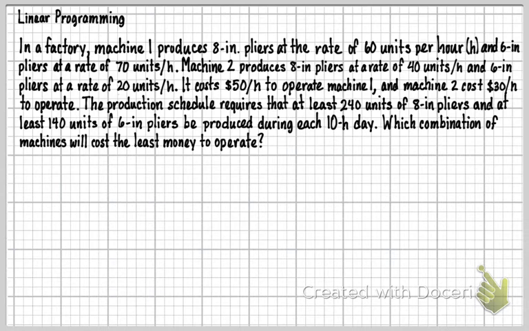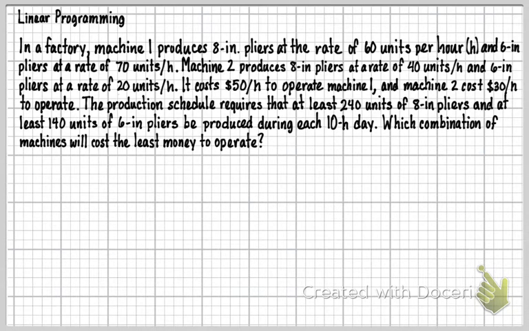It costs $50 per hour to operate machine 1, and machine 2 costs $30 per hour to operate. The production schedule requires that at least 240 units of 8-inch pliers and at least 140 units of 6-inch pliers be produced during each 10-hour day. Which combination of machines will cost the least money to operate?